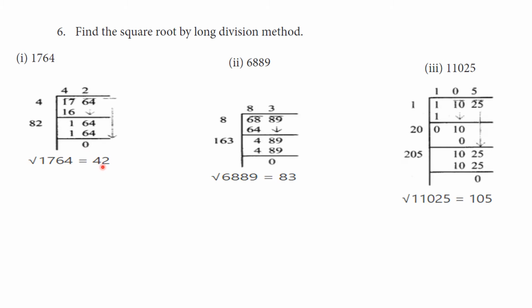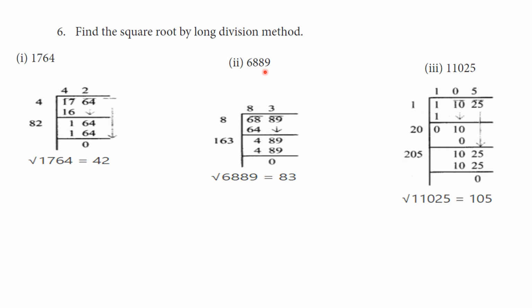Next, 6889. Here also from right to left you separate into 2 digits, 68 and 89. 8 8s are 64. So 68 minus 64 is 4, carry down 89. Next, 8 into 2 is 16. The last digit here is 9. So the possible number is 3, 3 3s are 9, or 7, 7 7s are 49. 7 is bigger, so you put 3. 3 3s are 9. You check it: 3 6s are 18, 8 and 1, 3 1s are 3 plus 1 is 4. So the remainder is 0. So 83 is the answer.